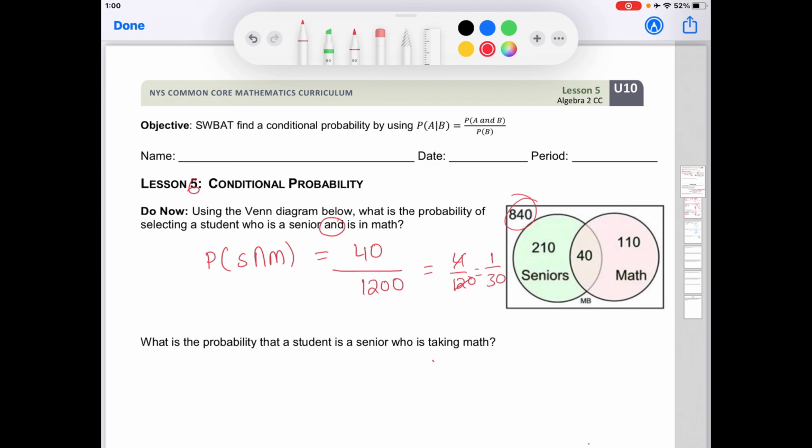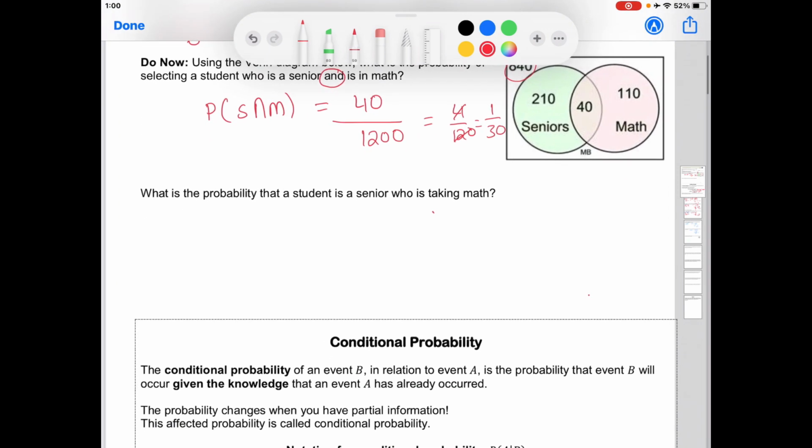You can choose to write it as a decimal, a fraction, whatever you want, okay? Unless the question is being very specific. So please be very careful of that. Now, what is the probability that a student is a senior who is taking math? It's telling us, look at the seniors, how many seniors are taking math. So if I look at seniors, how many seniors are there? Out of 250, how many are taking math? Only 40. So the probability of senior who's taking math, I'm just going to write that because I've not introduced the notation.